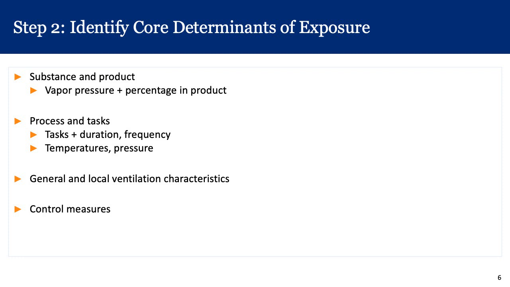So we need to know what the substance is and the product determinant. So we need to know, for example, the vapor pressure of a chemical component in a product and the percentage of that component in the product. We need to understand the processes and tasks in the industrial setting. So what are the different tasks and their duration and frequency? What are the temperatures and pressures that are prevalent in the process that's occurring? We need to understand the general and local ventilation characteristics and other control measures that may be in effect.